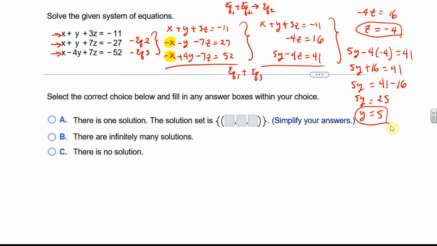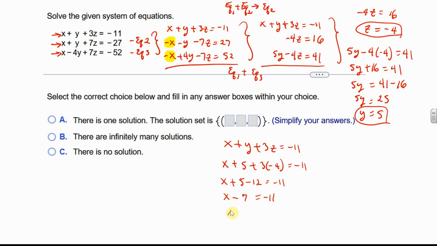So I get z equal to negative 4 and y is equal to 5. Taking the first equation, I can get x. This is x plus y plus 3z is equal to negative 11. Solving for x: plus y, that's 5, plus 3 times z, that's negative 4, is equal to negative 11. So I have x plus 5 minus 12 is equal to negative 11. So this is x minus 7 equal to negative 11. So x is equal to negative 11 plus 7. So we get x is equal to negative 4. Okay.